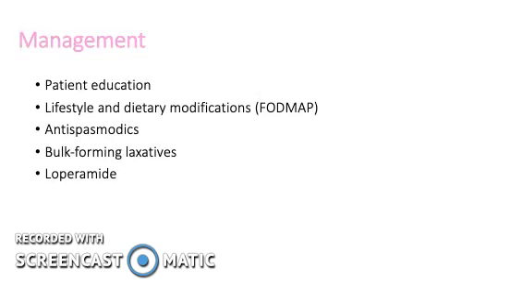Some of the management you'd need to do when a person has IBS: you need to educate the patient. You need to inform them of why they are getting these symptoms. Maybe you want to do lifestyle and dietary modifications such as FODMAP. In this case, you'd involve a dietitian, as FODMAP is very particular in the food sources. So the patient may get stressed and get anxiety because they are not sure how to manage their symptoms. You might want to give them antispasmodics, bulk-forming laxatives, and loperamide.